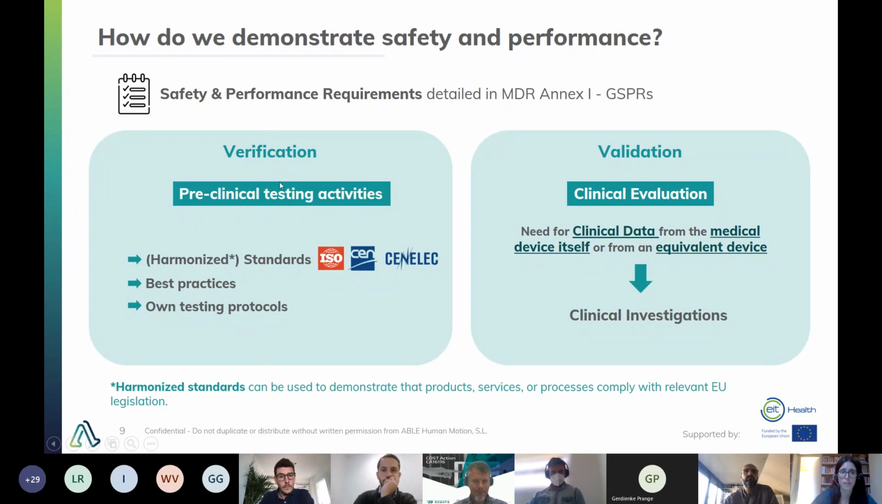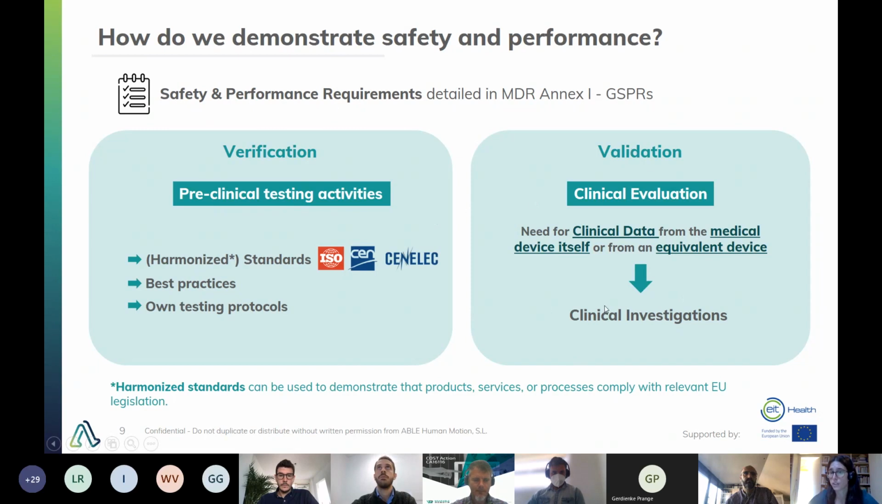When talking about verification, it means all the preclinical testing activities that we do without involving human subjects. And these testing activities are performed following the guidance of standards, which can be harmonized, and that a standard is harmonized means that it can be used to demonstrate compliance with the regulation. So we have these standards to demonstrate that our device performs as intended, and also best practices or our own testing protocols that are designed by ourselves.